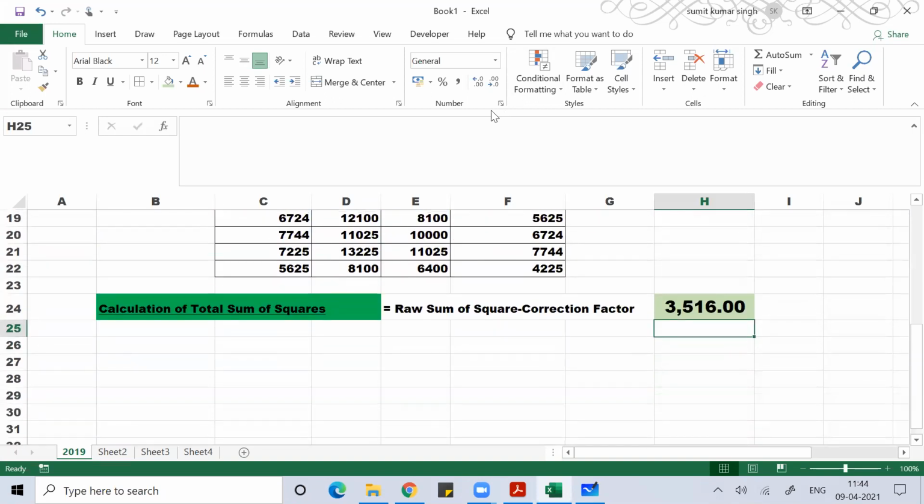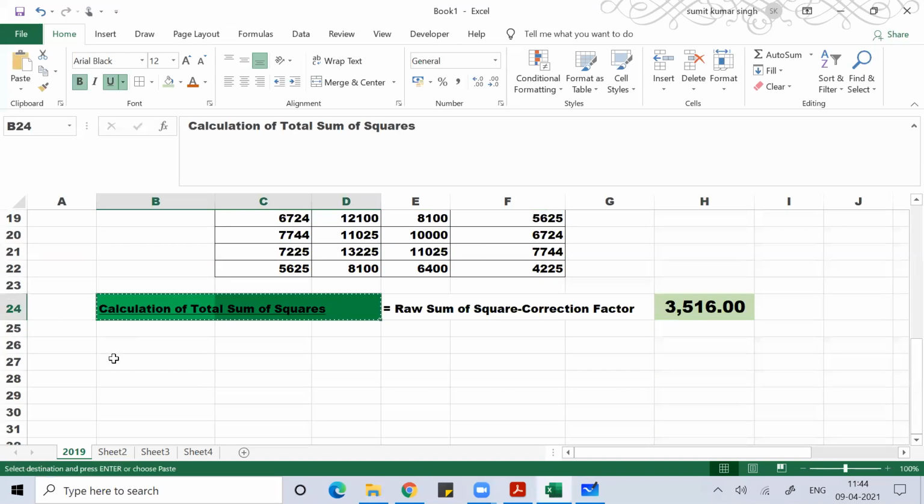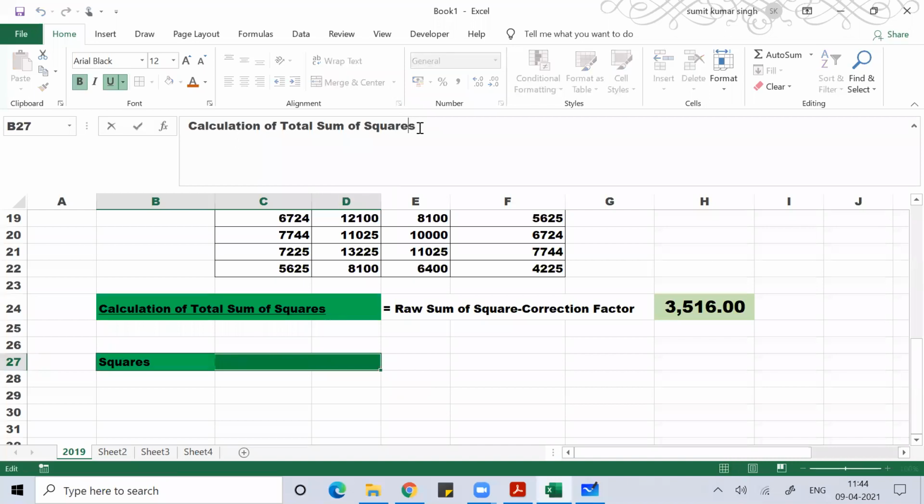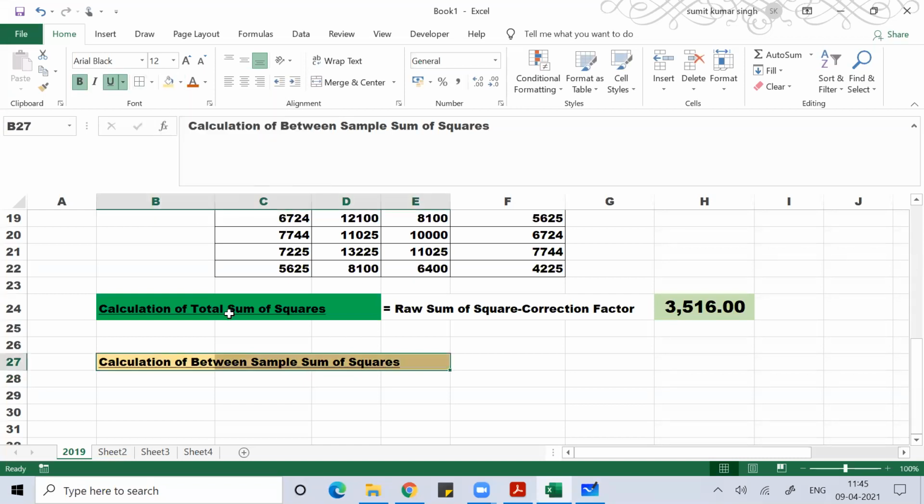Now, once we find this, then we'll find the between column. Once we are done with this, we'll find what? We'll find between sample sum of square. So we'll find the calculation of between sample sum of square.